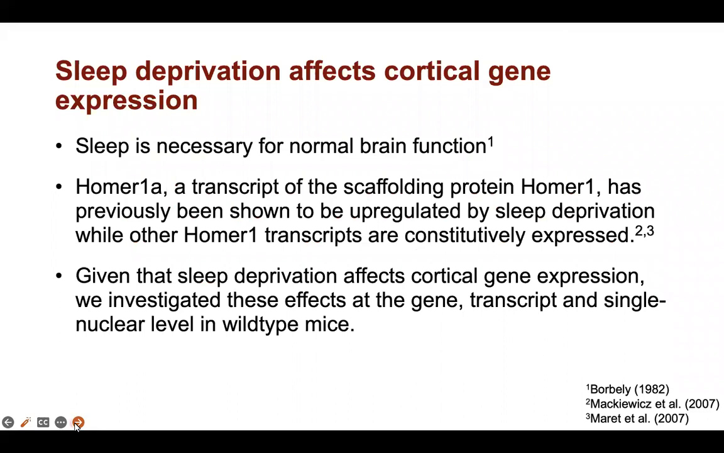Sleep deprivation has been shown to affect cortical gene expression, and Alexander Barbet found that sleep is important for normal brain function. Homer1, a scaffolding protein that I will discuss later, has an isoform lacking the carboxy terminal domain that has previously been shown to be upregulated by sleep deprivation. This transcript is Homer1A. Other Homer1 transcripts are constitutively expressed. Given that sleep deprivation affects cortical gene expression, we investigated these effects at the gene, transcript, and single nuclear level in wild-type mice.